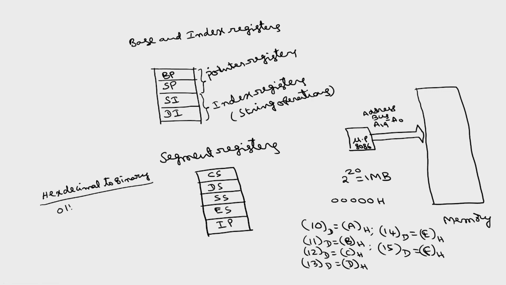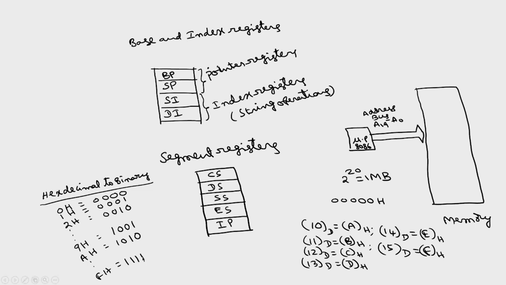If it is 0H, the binary will be, you have to write the 4-bit binary equivalent. 1H will be 0001, 2H will be 0010, and so on up to 9H, which will be 1001. A in hexadecimal will be 1010. Similarly, F means 1111.